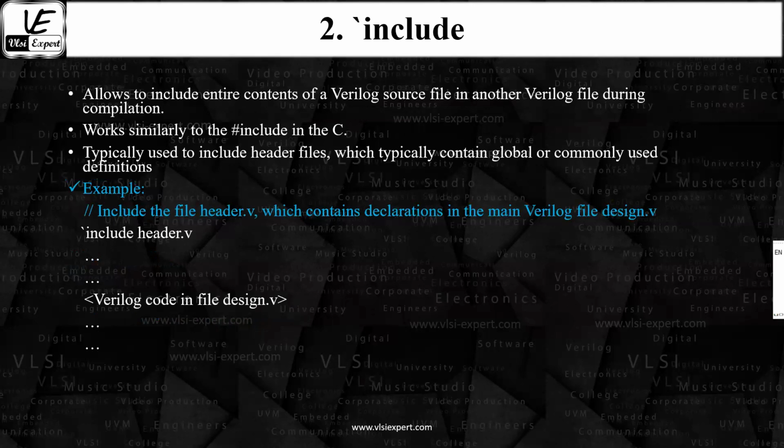So the next one is backtick include. Include allows us to insert the contents of one Verilog file into another during compilation. This is extremely useful in large designs which contain multiple modules and common definitions. For example, we can include a header file that contains global declarations or parameter definitions or frequently used macros. This works just like the hashtag include directive in C language. So it helps us in code reuse, modularity, and easier maintenance.